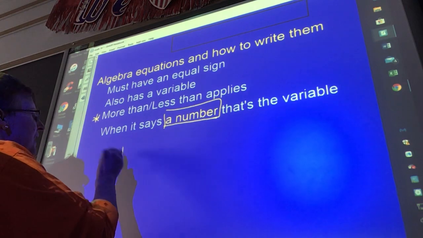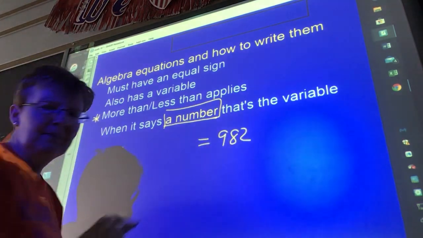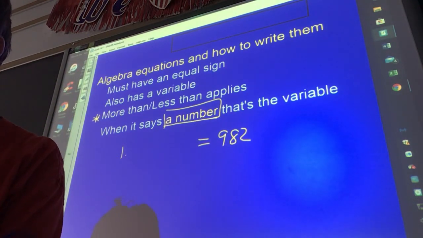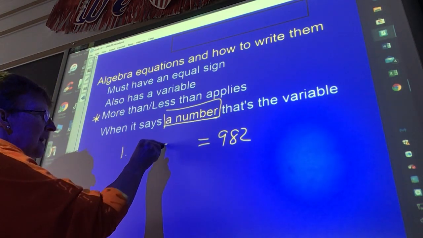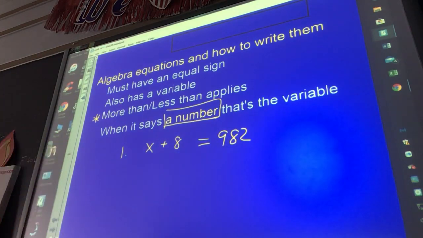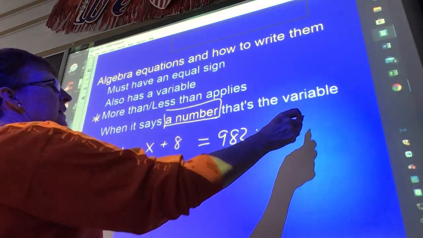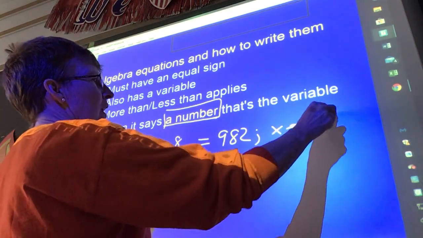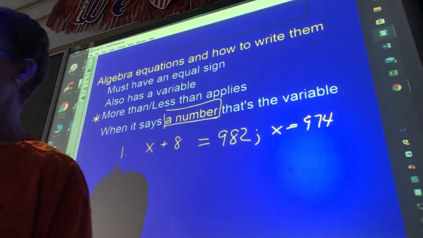So, number 1, I know I'm going to have equals 982. And they want me to use X for the variable. And the variable has to go first because there's a more than there. So I would have X plus 8 equals 982. Now, if you wanted to solve it, and you wanted to say X then equals 974, you could, but you don't have to. That would be extra credit.